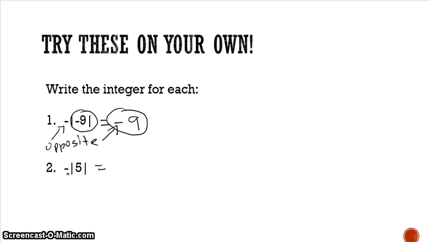The opposite of the absolute value of 5. Take this negative along with you, and let's just figure out what the absolute value of 5 is. Absolute value of 5 is just the distance between 5 and 0, which is 5 units. I got my opposite right here, and here we go.